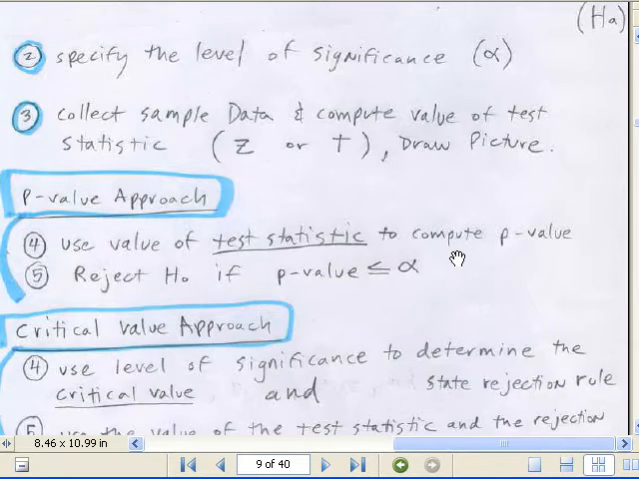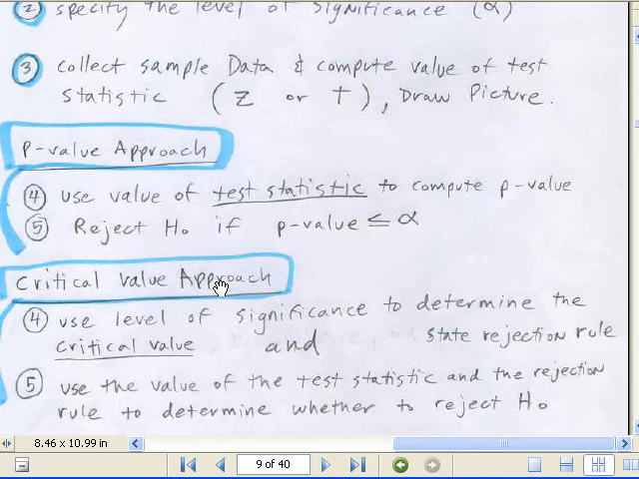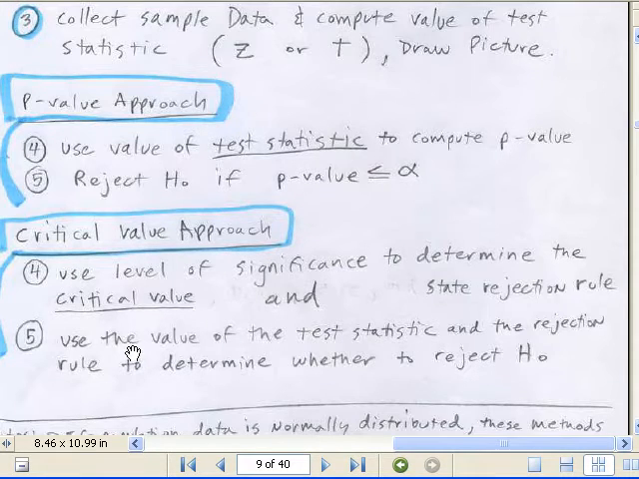It certainly helps me. And then we have two approaches, either the p-value or the critical value approach. Use the value of the test statistic to compute p. So we have some z, and that helps us calculate a p. To go from z to a probability, which will be p, we use the NORMSDIST or the t-dist. And then from that p-value, we can reject H sub 0 when the p-value is less than or equal to alpha. The critical value approach, we use the level of significance to determine the critical value.